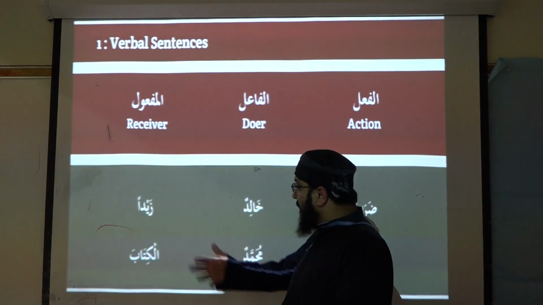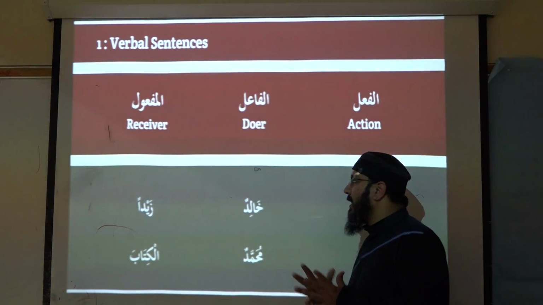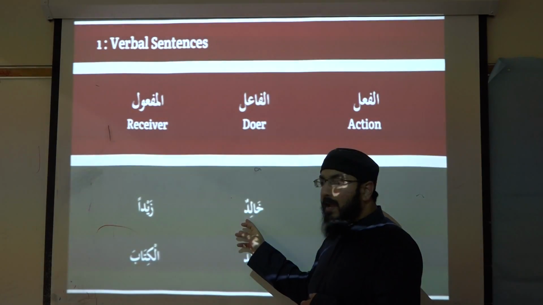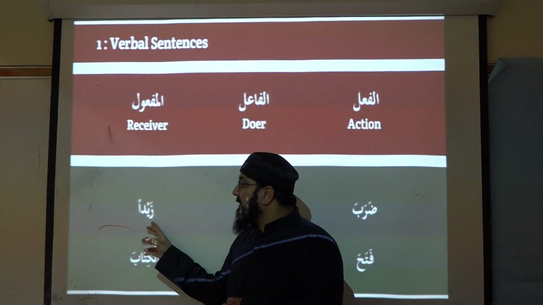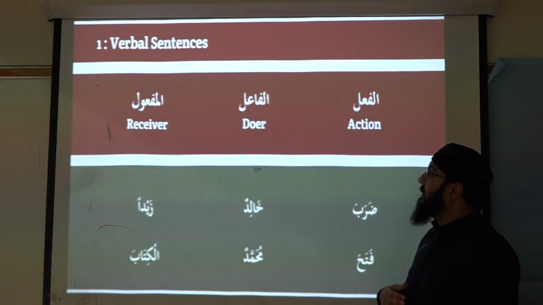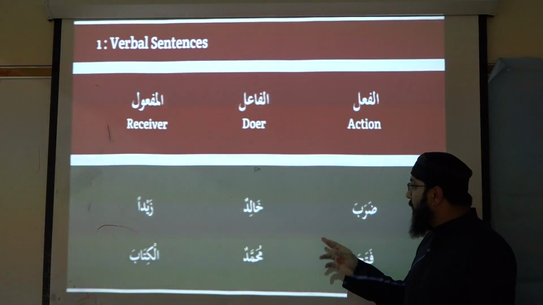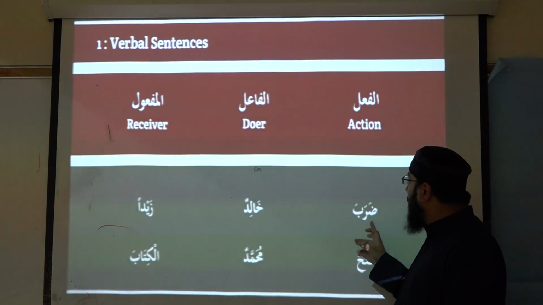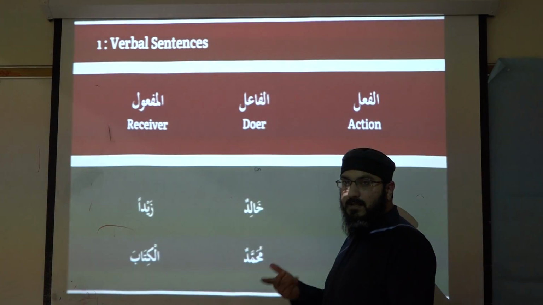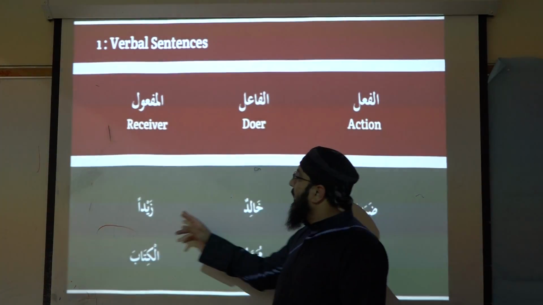Okay? So if we want to use our harakat, the doer is going to have a damma or dammatayn at the end, and our receiver is going to have a fatha or fathatayn at the end of it to indicate he's receiving the action. So this sentence right here, it says Daraba Khalidun, right? Khalid is the guy's name, Khalid. Zaydan.